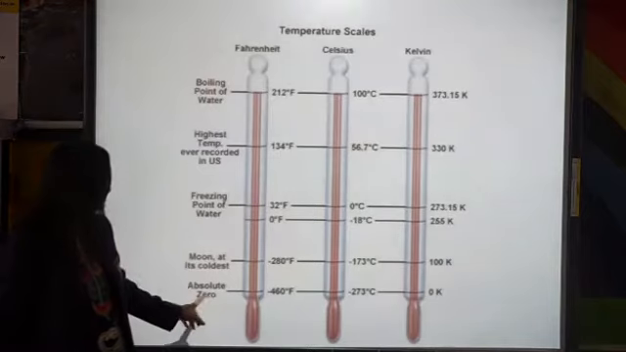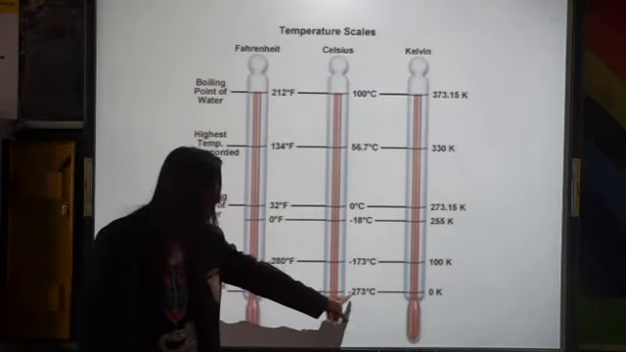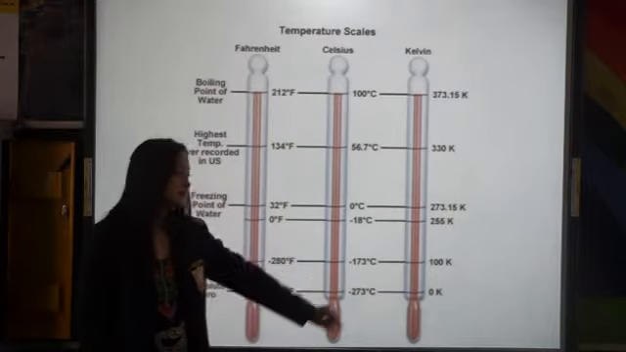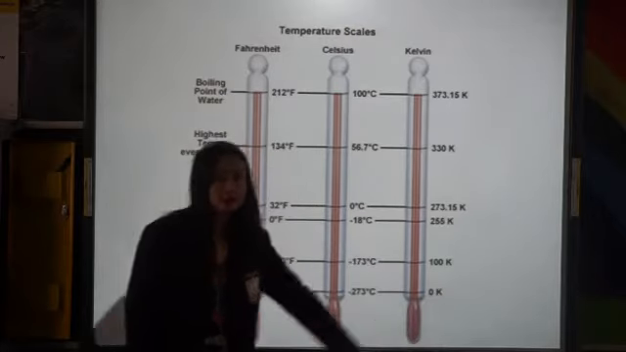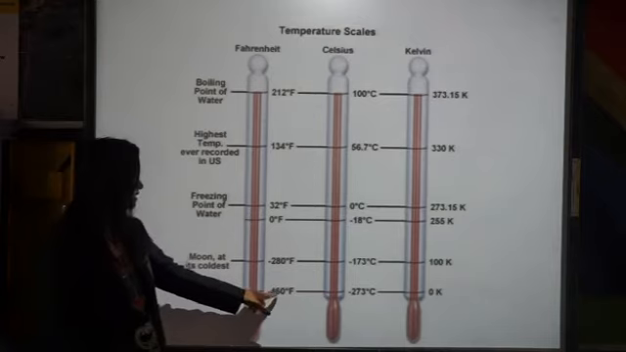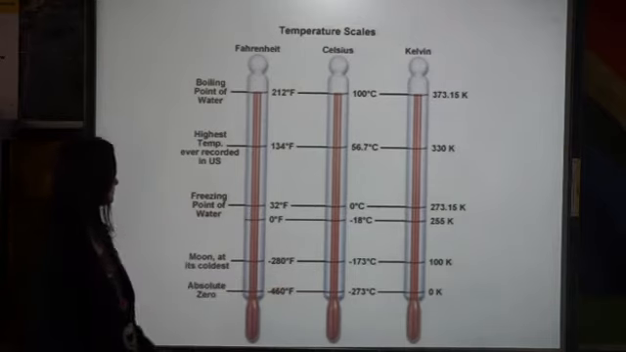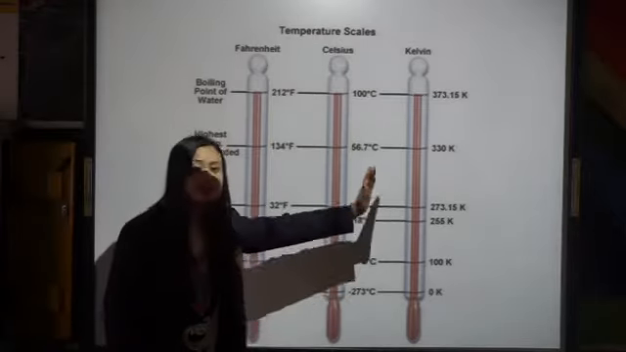For Celsius, the absolute zero is minus 273 degrees Celsius. For Kelvin, the absolute zero is 0 Kelvin. And for Fahrenheit, the absolute zero is minus 400 degrees Fahrenheit. So you can compare them: Fahrenheit, Celsius and Kelvin.